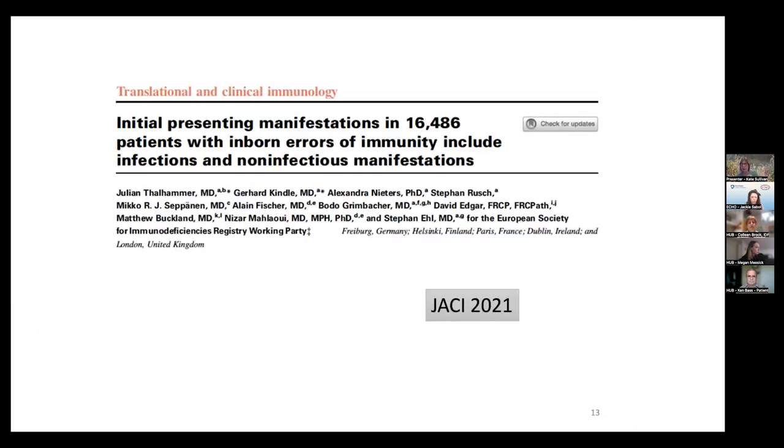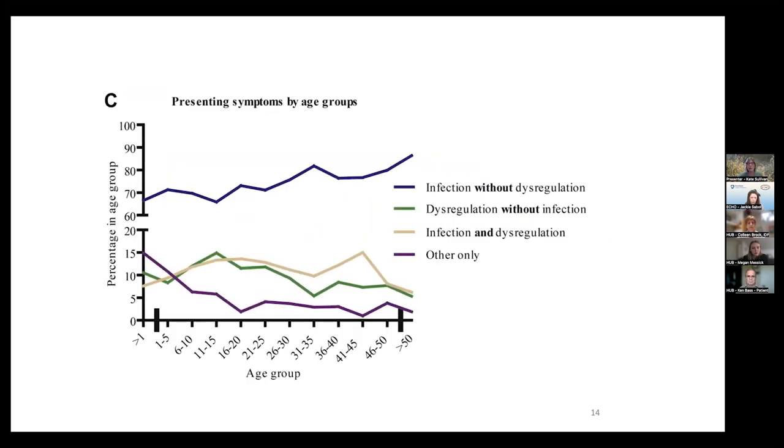You might wonder why I'm spending so much time on the tricky group, and it's because it's not an insignificant sector of the folks with primary immune deficiency. So this is a beautiful paper that came out at the end of 2021. They looked at 16,000 people in Europe diagnosed with a primary immune deficiency. And let me just show you this one graph from the paper just to drive home my point. So across the x-axis at the bottom are different age bins, ranging from infancy to older adults. On the y-axis is the percentage of the whole population of people with primary immune deficiency.